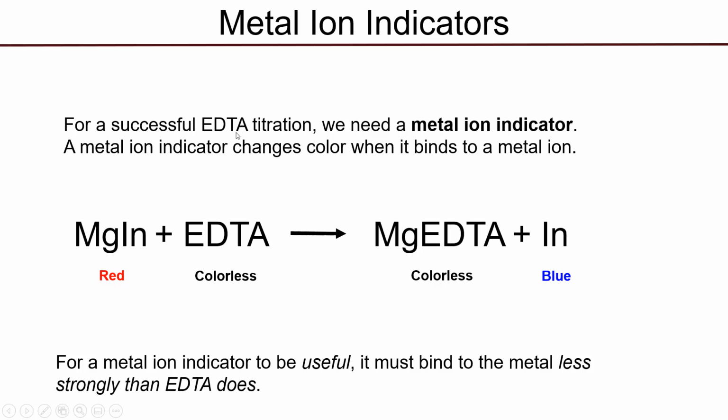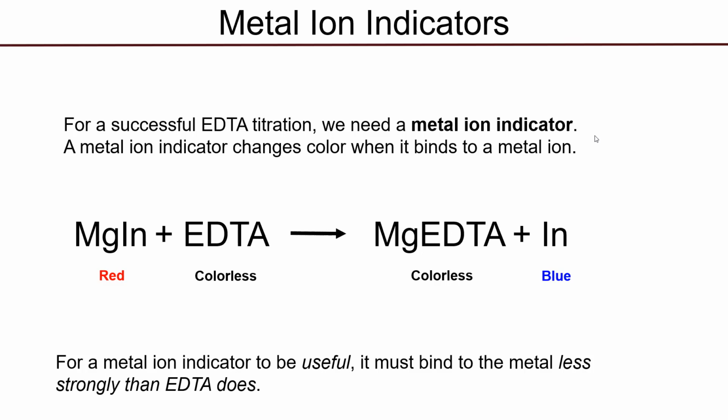In order to achieve a successful EDTA titration, you of course need a metal ion indicator. A metal ion indicator is itself a Lewis base. It is a ligand which changes color when it binds to a metal ion. And when we discuss this today, we're going to use Eriochrome Black T as our main example indicator, which is the indicator that we originally used to determine the total hard water content of our water sample in lab.